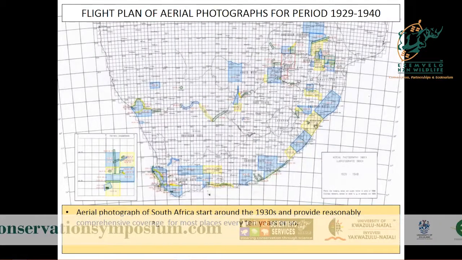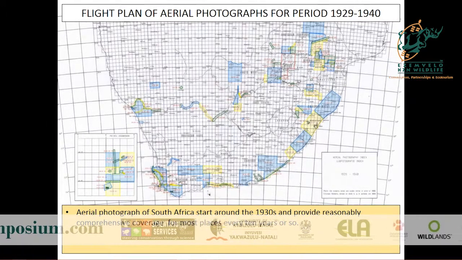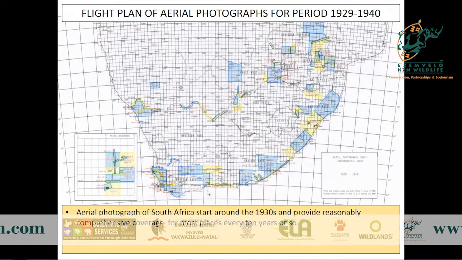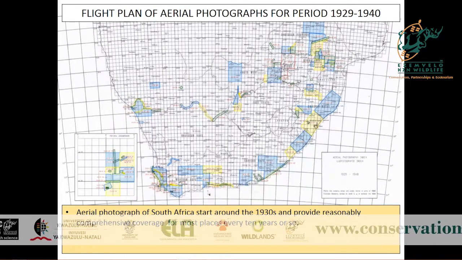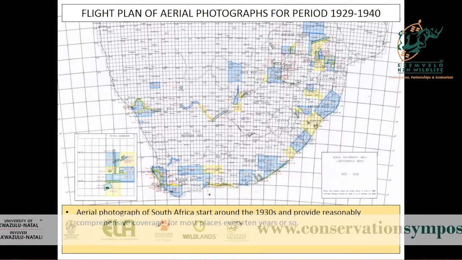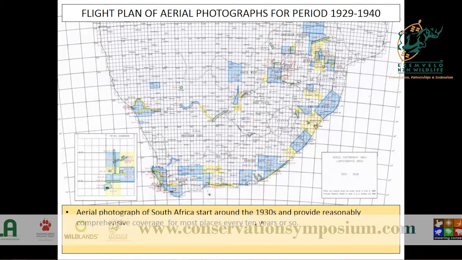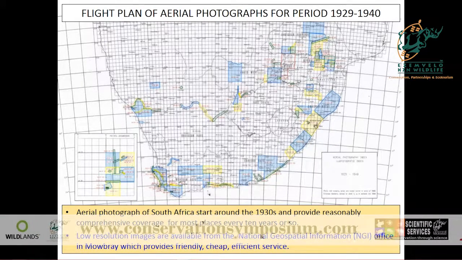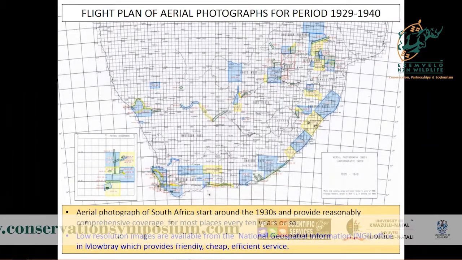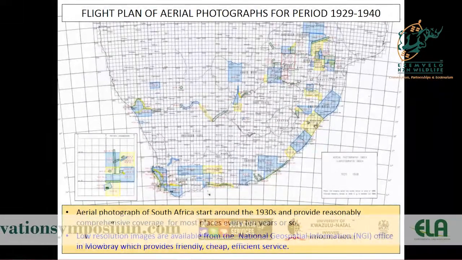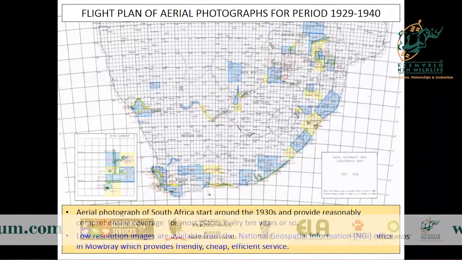But there is an official government aerial set of photographs which government has been taking from the late 1920s, mostly 30s and 40s, all the way through to the present. And if you look at the flight plans, you can go into them and you can get any photographs you want for anywhere in the country. The National Geospatial Information Office in Mowbray, close to the University of Cape Town, provides a very friendly, very cheap, and very efficient service for those who are interested in getting historical photographs. So they're very useful and very powerful.